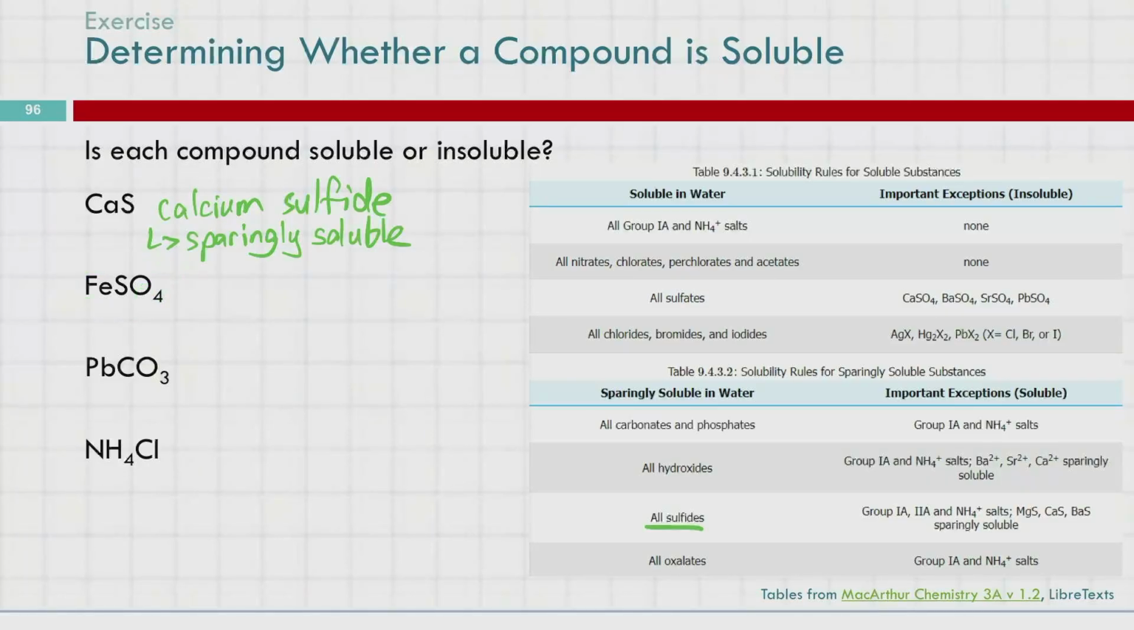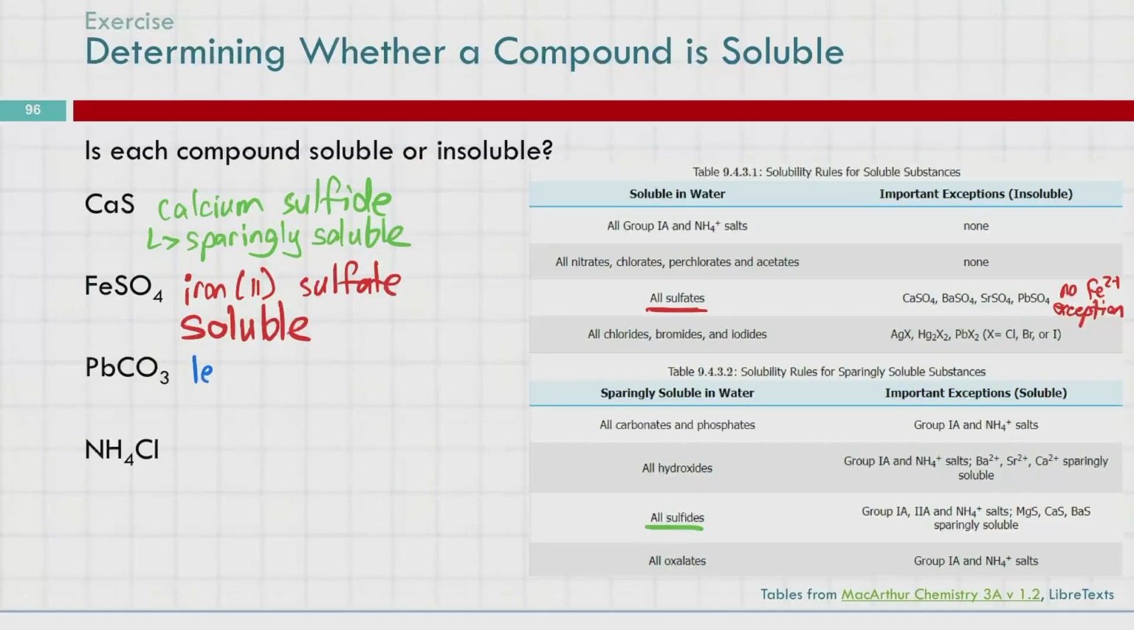And then we've got FeSO4, iron 2 sulfate. We've got all sulfates in the soluble in water category. There's no exception for Fe2 plus. So we would expect that this is soluble.